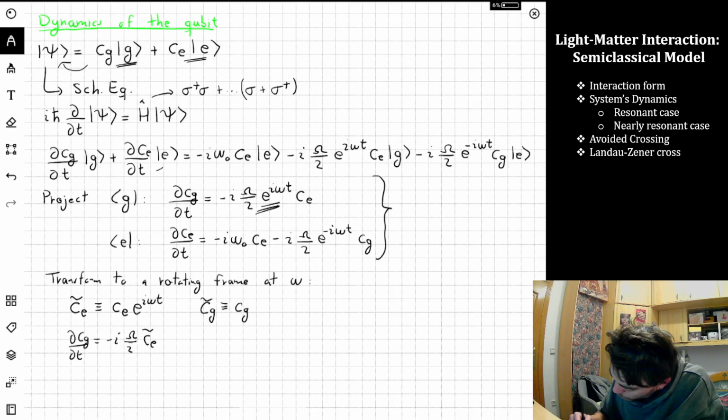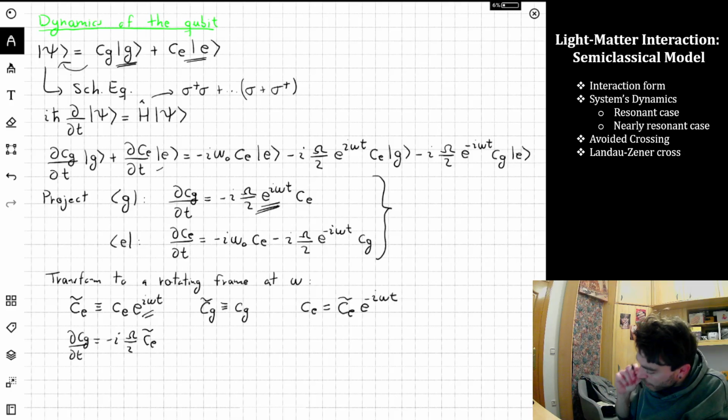And for the second equation one needs to recall that Ce is, if this is true, then Ce is equal to Ce tilde e to the minus I omega t. So now we have to differentiate this with respect to time in order to obtain the second equation.